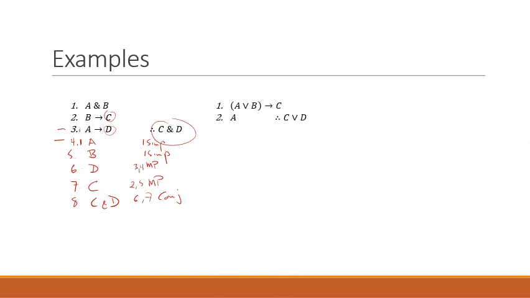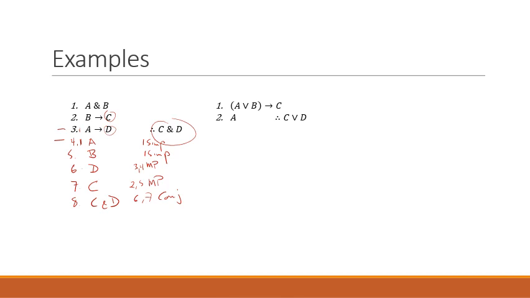All right, here's another example. I'm going to use just a couple rules here. This may be a little bit complicated because of the parentheses, but the rules that I'm using are the same. So I've got A or B, arrow C. I've got A, and then I've got, as my goal, C arrow D.